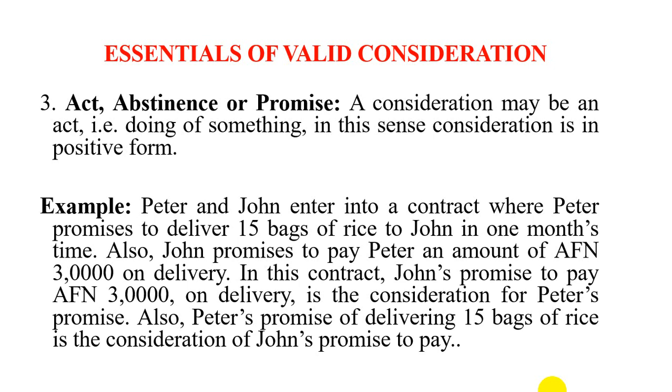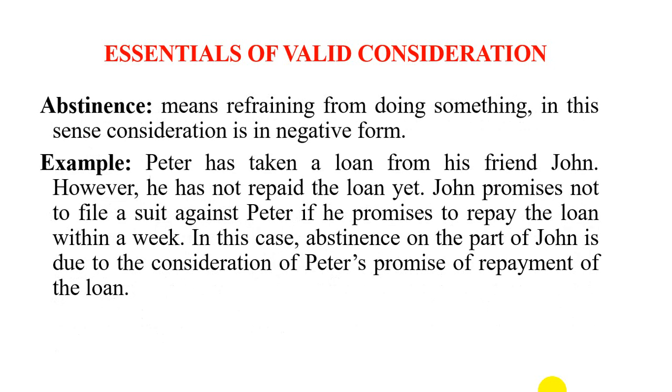در قدم دوم ما میگیم که abstinence یا promise هم میتونه که consideration باشه. So let's discuss the remaining 2 points. Abstinence means refraining from doing something. In this sense, consideration is in negative form.